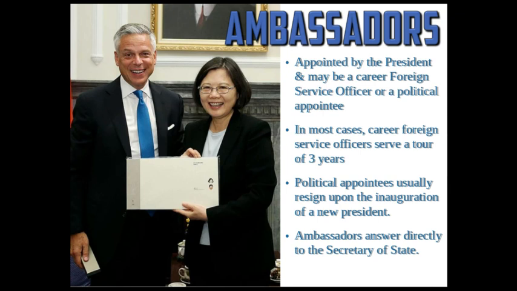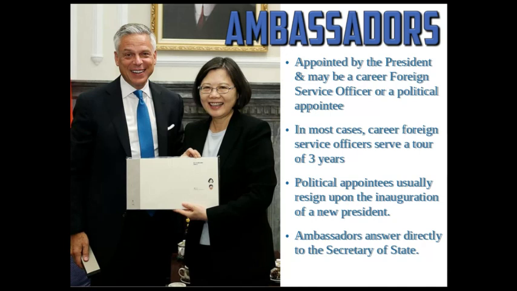Ambassadors are appointed by the president, and may be a career foreign service officer or other political appointee. Sometimes it's just a way of rewarding someone who has been supportive of your political career. And we've had some celebrity ambassadors or diplomats, and we'll look into that tomorrow, probably tomorrow.